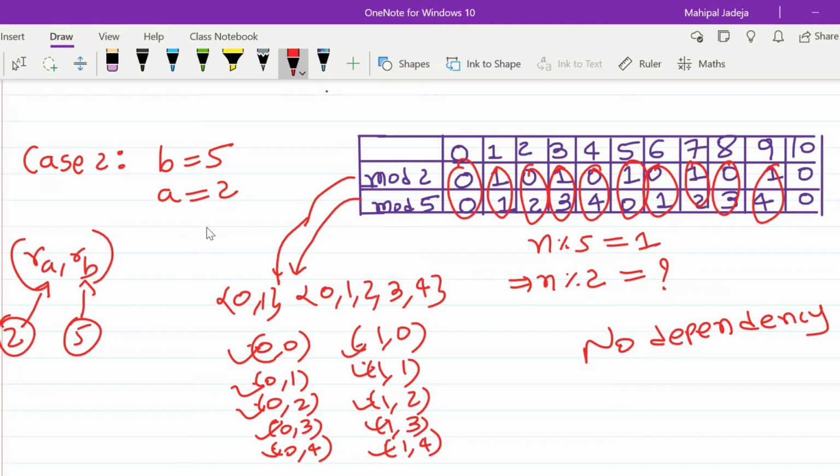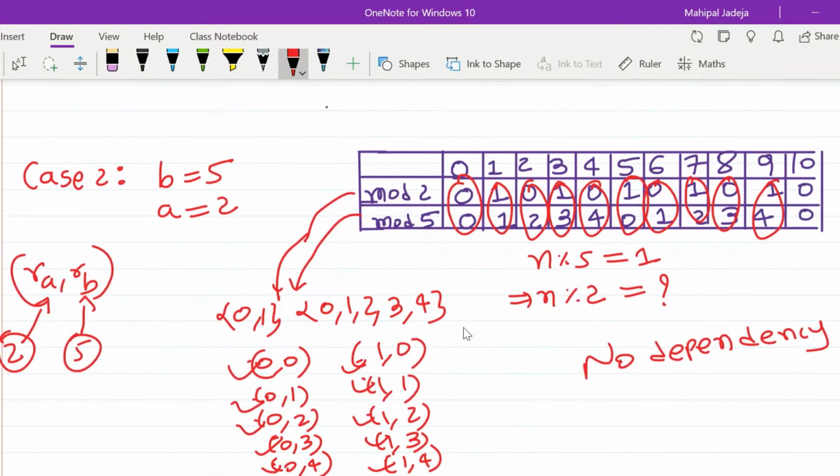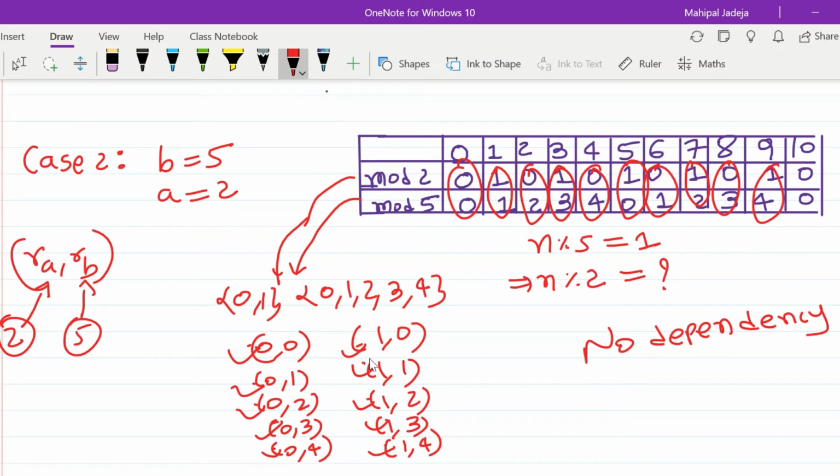If you recall, in the previous example there was a straight deduction in terms of the number of choices. There were 8 possibilities, and out of those 8, only 4 survived. But in this particular case, all the possibilities survived. Let me take a concrete example. Let's say my number is 6, and I am saying 6 modulo 5 is 1. So what can you say about 6 modulo 2?